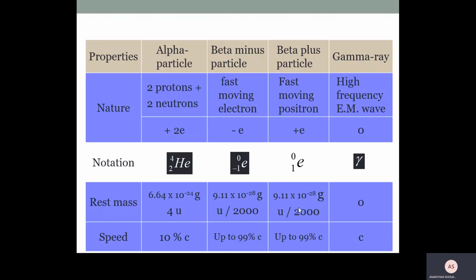Even close to the speed of light, a lot of funny things happen. Mass rises, time runs at a different speed. All this was revealed under his theory of relativity. So the speed of helium is only 10% of the speed of light. The speed of the electron is almost the speed of light, 99%. And gamma, of course, is the speed of light.